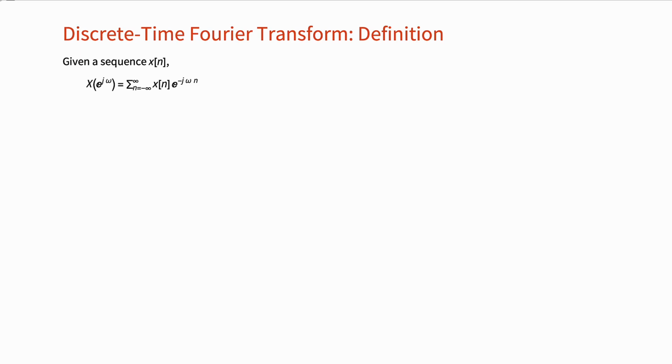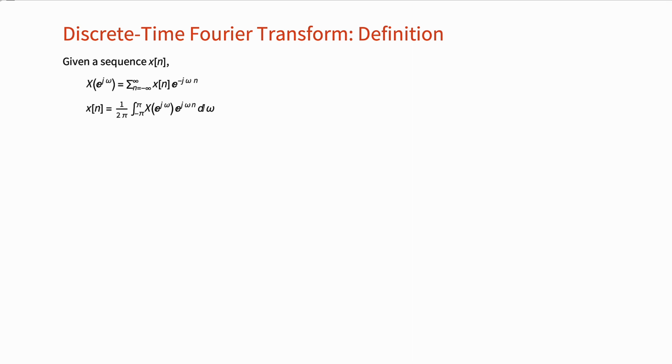For a sequence x of n, the discrete-time Fourier transform is defined by the summation shown here. In general, it is a complex function of frequency omega. And given the discrete-time Fourier transform, the sequence x of n itself can be computed by evaluating the integration shown here.